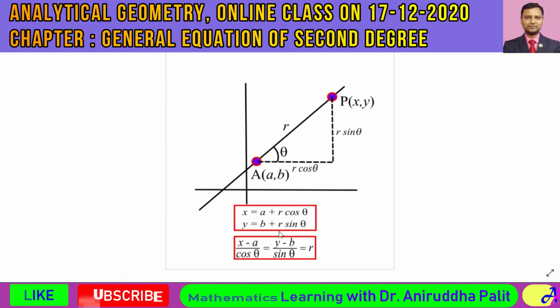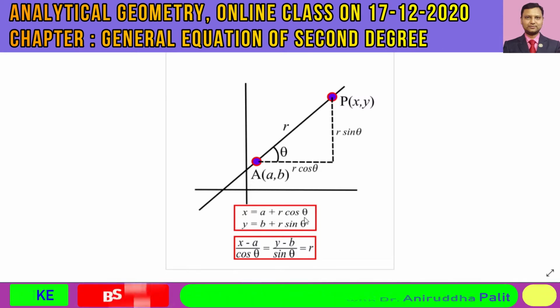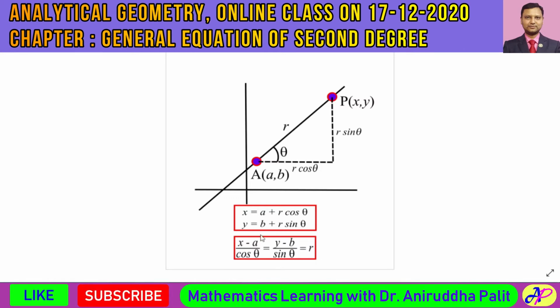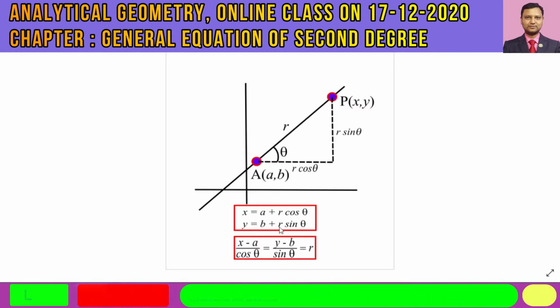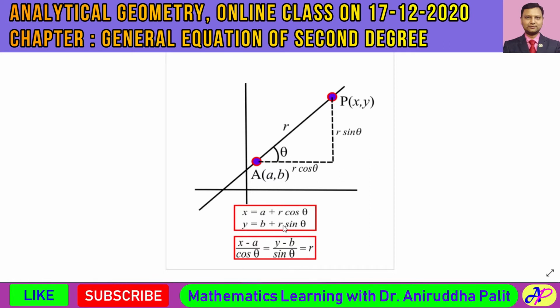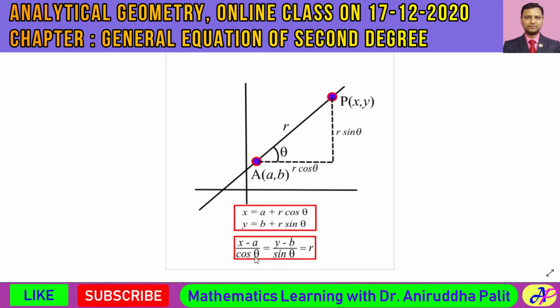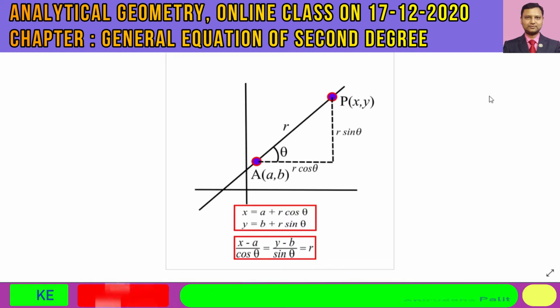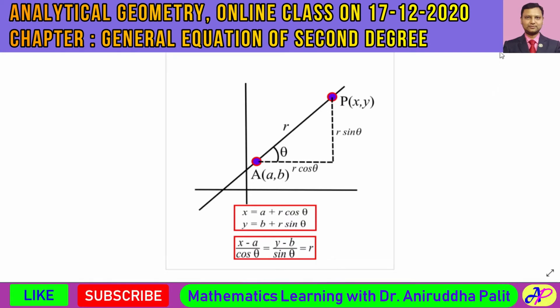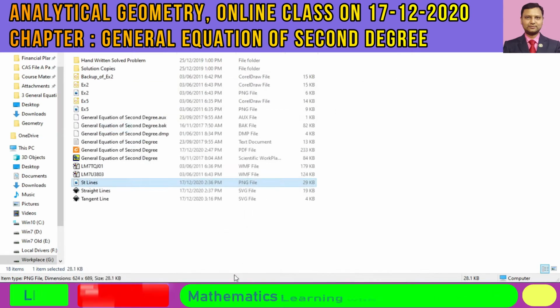Cos theta and sin theta are called the direction cosines of this kind of straight line. So the idea is that x is equal to a plus r cos theta, one direction cosine, and y is equal to b plus r sin theta, sin theta being another direction cosine. Or you can say that x minus a and y minus b, divided by two different direction cosines, give us the length between A and P. Now you all know this equation, but we now need the application of this idea in our further study.